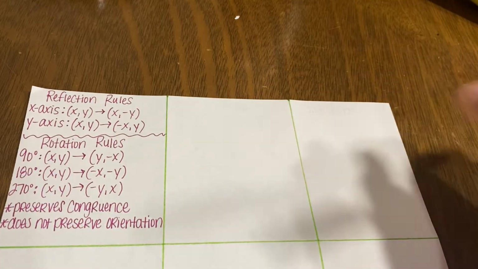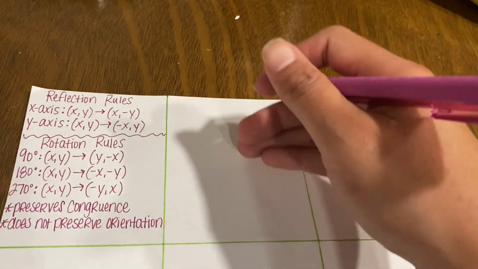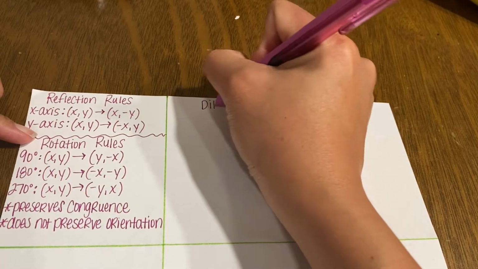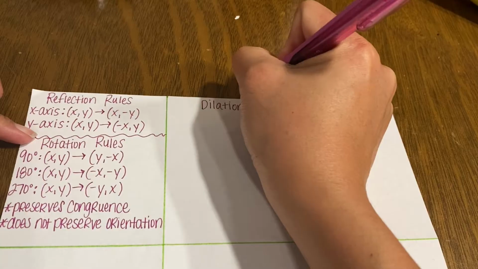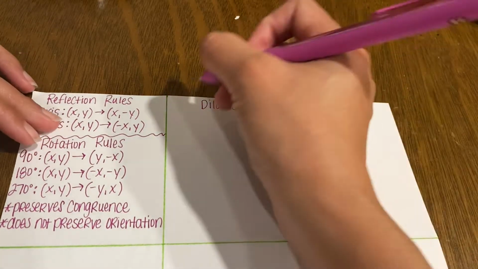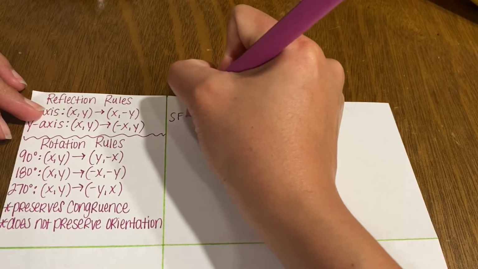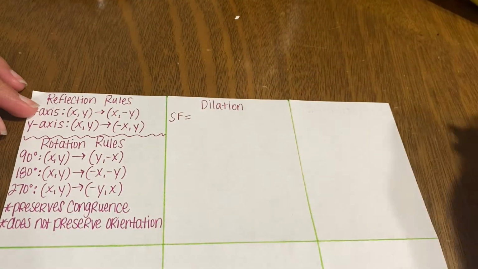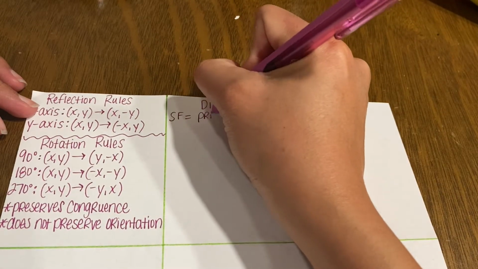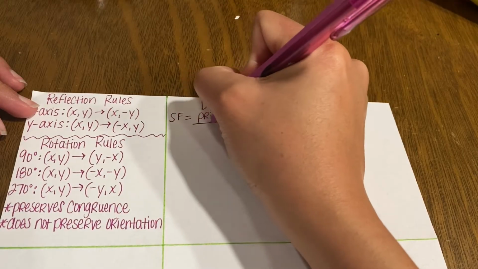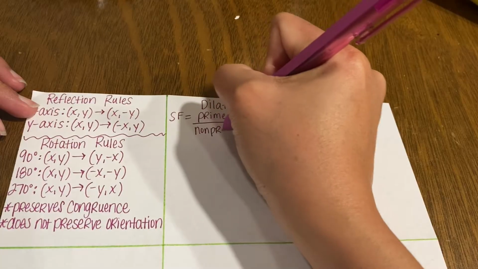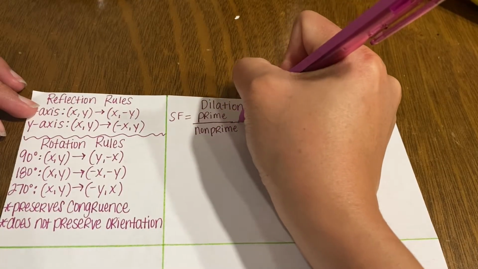In our next box, we're going to take notes on dilation. So go ahead and title this box dilation. And I'm going to put a note reminding myself how I find my scale factor. So put scale factor equals, and when we find our scale factor, we make a fraction. The prime is on top, the numerator. The non-prime is on the bottom, the denominator.